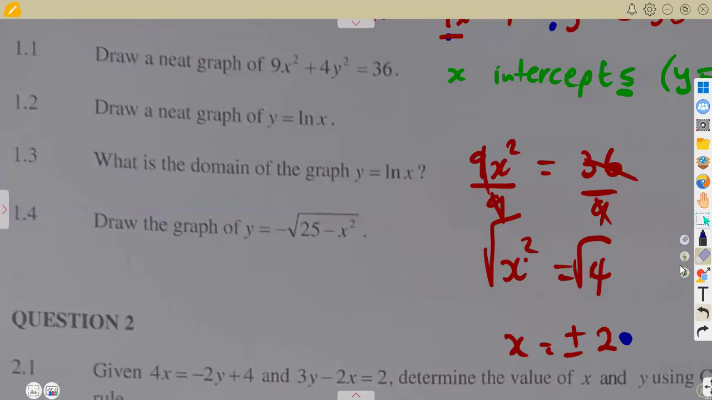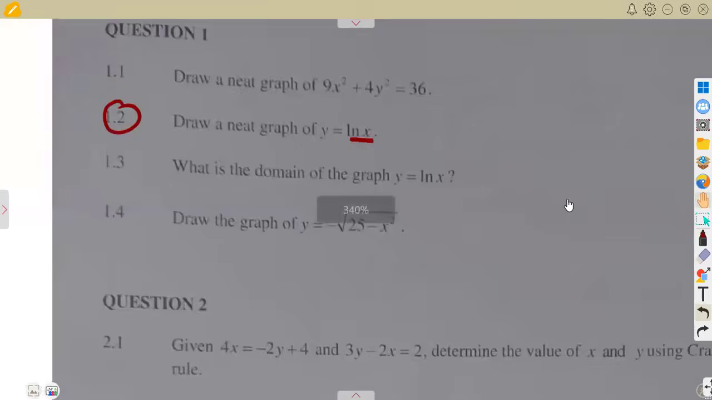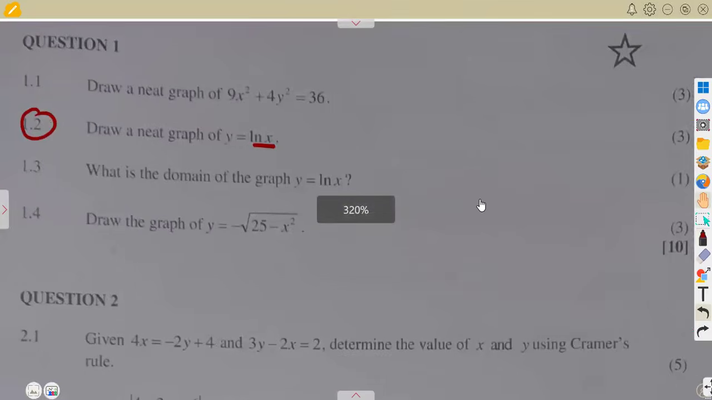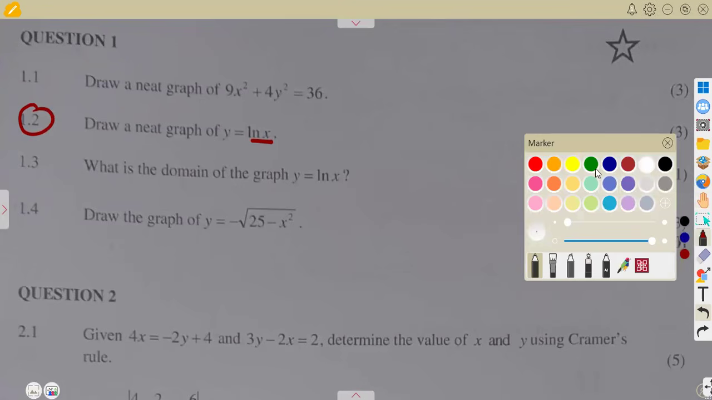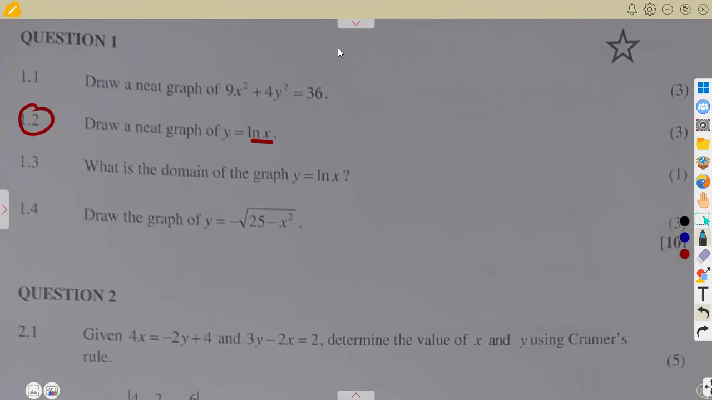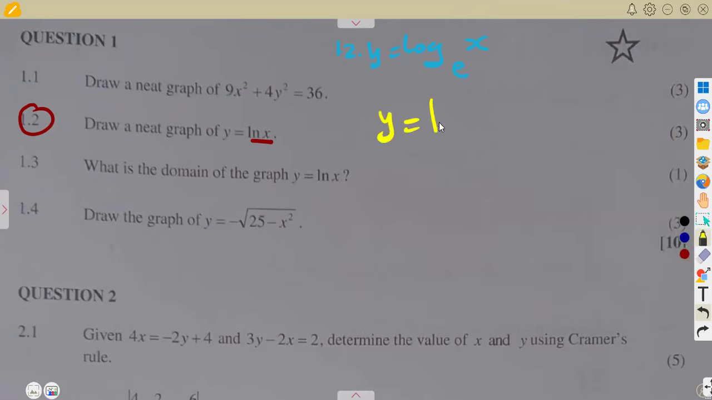All right, then the other part of the question, it was to draw the graph of y is equal to the ln of x, that is a log. Remember, the ln is the logarithm in the base of e. So if you know your graphs, you are given to draw the graph of y is equal to the log of x in the base of e. That is the ln. Ln x means the log of x in the base of e.